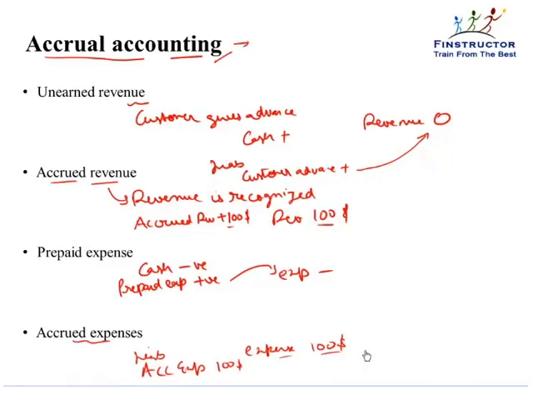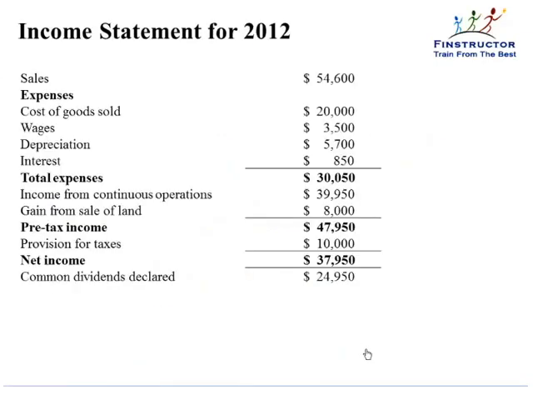This concludes most of the conceptual aspects of today's review. Let's take a look at a complete income statement for a particular period and identify the components. So sales of $54,600, cost of goods sold, wages, depreciation, the difference giving us the income from continuing operations, and it has an incidental gain that we discussed, not from the core operations, but from a peripheral activity like the sale of land to the tune of $8,000. Provision for taxes gives us the net income, a part of which is declared as dividends. We'll study more about the income statement in the coming review.